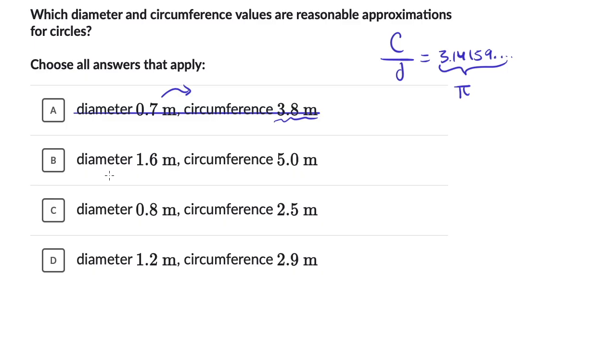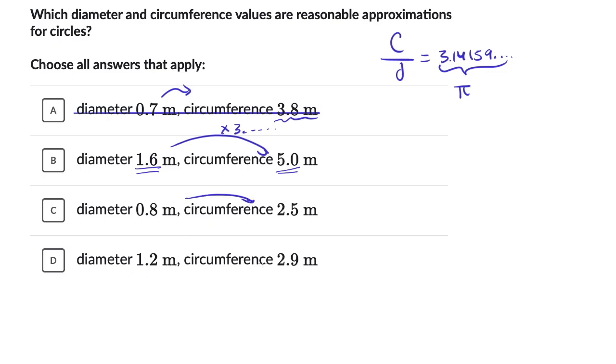Let's see here. If I took 5 divided by 1.6, that actually does look kind of like 3 point something something. So times 3 point and a bunch of stuff right over there. So this one's looking pretty good. Diameter 0.8, circumference 2.5. This one also looks like, if I multiply 0.8 times 3, I get 2.4. So a little bit more than 3. Yeah, this one looks reasonable as well.